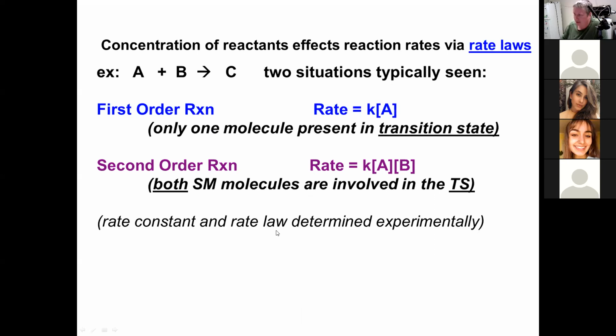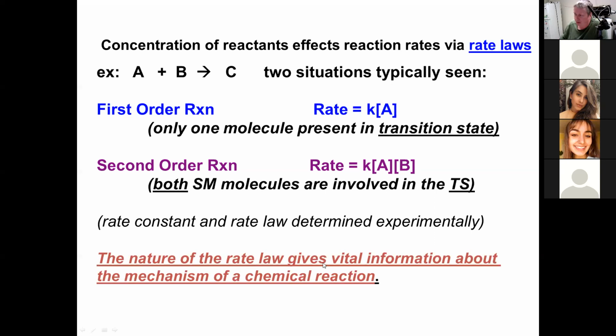So the rate constant and the rate law are determined experimentally. It's not something we can easily just calculate, like enthalpy, for example. The nature of the rate laws does give us vital information about how the reaction occurs, something we call the mechanism, all right?